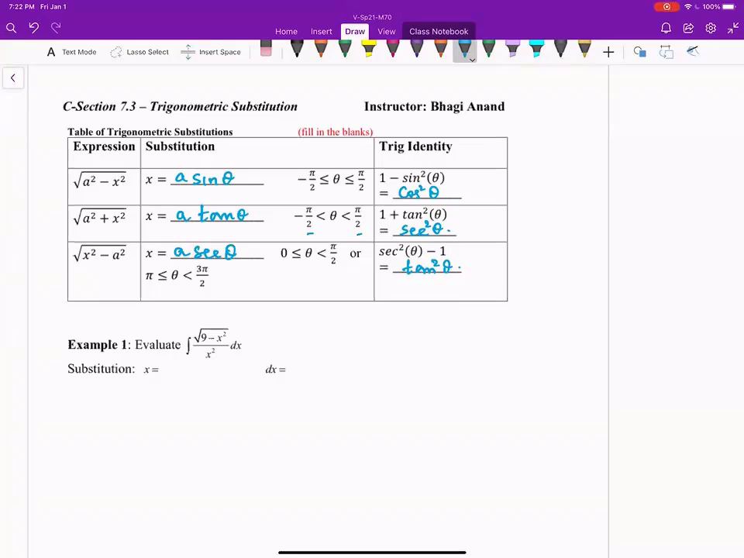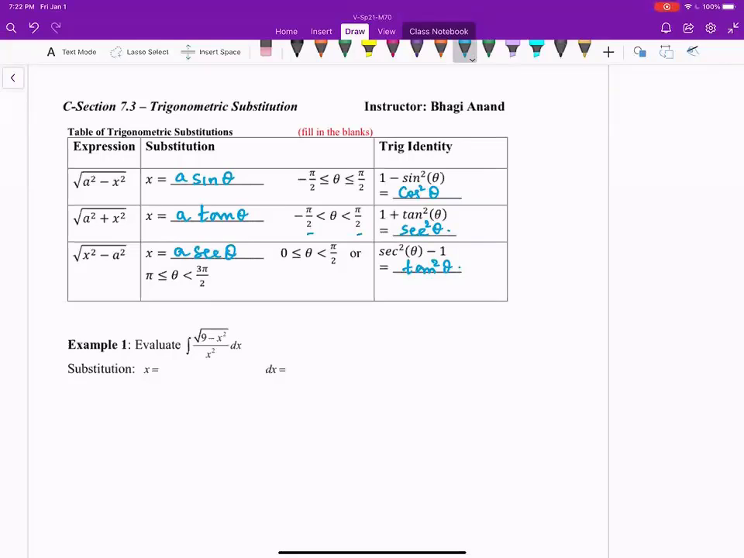So normally, whenever we have a radical expression with the number square plus or minus variable square, or variable square plus or minus number square, these are the substitutions that we have to make in order to evaluate the integral. So let's try this example. Evaluate the integral of the square root of 9 minus x squared over x squared dx.